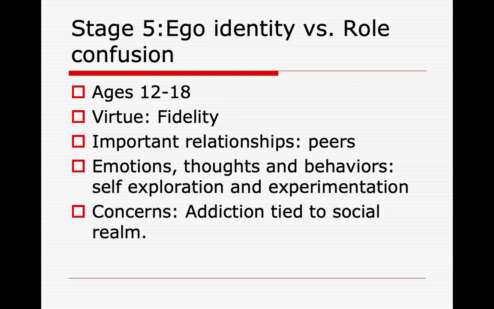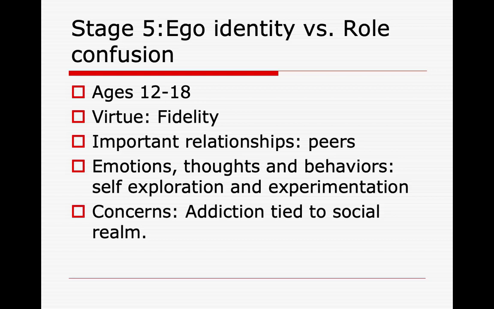Success in this stage will lead to fidelity, which involves being able to commit oneself to others on the basis of accepting others when they may be different. In response to the other side, it could be role confusion or identity crisis, and adolescents may begin to experiment with different lifestyles, including drugs.